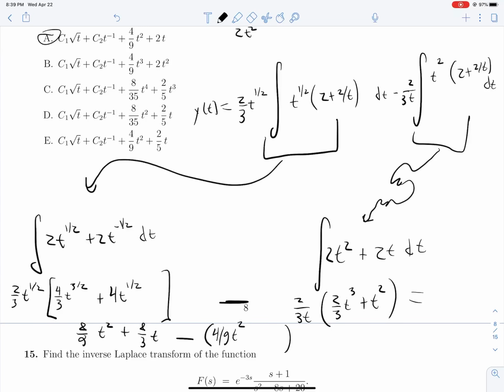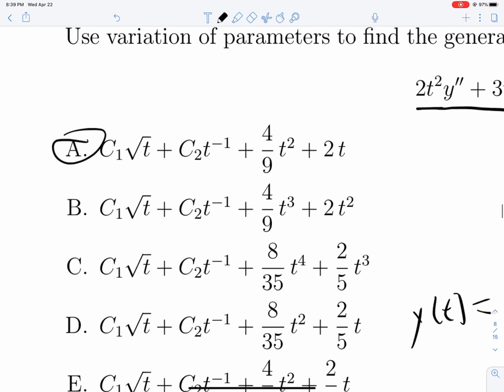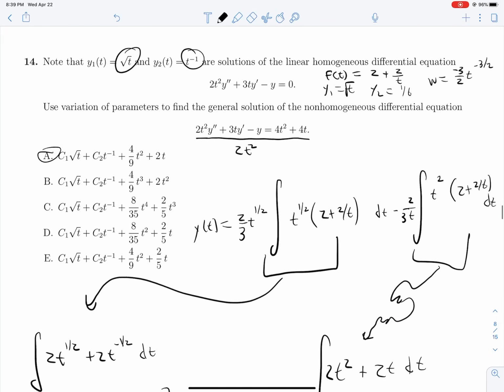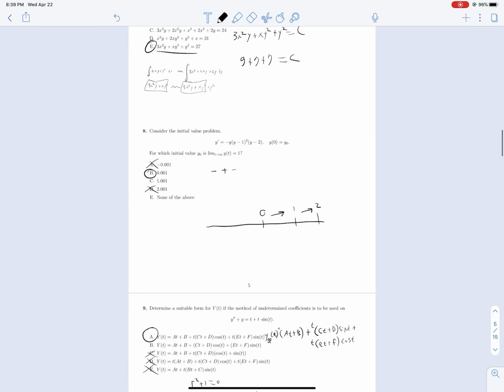4 over 9 t squared plus 2/3 t. Okay, yes, it all works. So computing this, we will get 4/9 t squared, and then 8 over 3 minus 2 over 3 is 6 over 3, plus 2t. And we're finding the whole general solution, so we have to add in C1 and C2 times our fundamental solutions to the homogeneous equation. Okay, 14 is A.